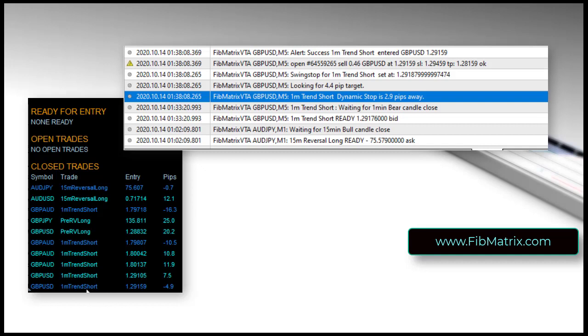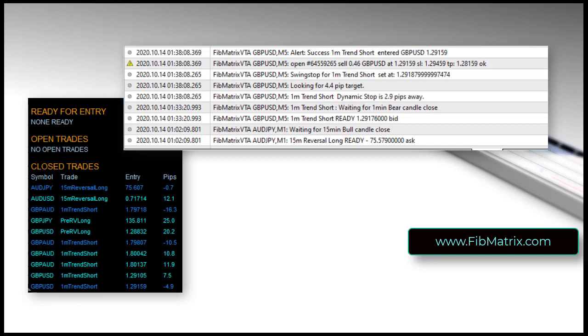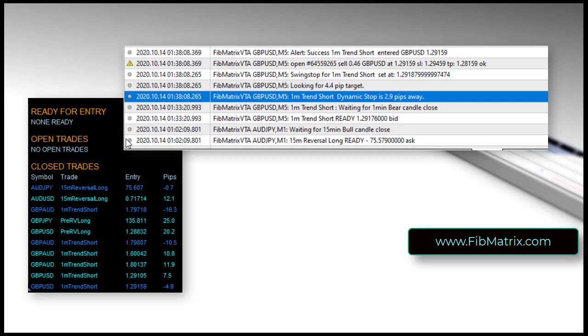It says pound dollar. The stop was only 3 pips away, so looking for a 4.4 pip target. See, it broke the swing high right here. Now, the reason you ask, well, if the stop was only 2.9 pips away, how come we took a 4.9? Well, that's because on the trends, I have candle close must be true for a stop.